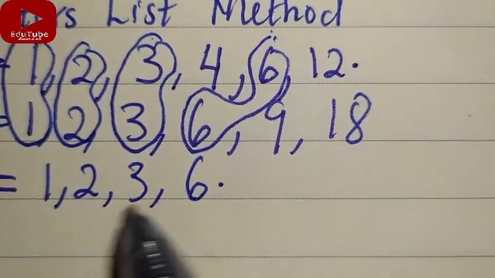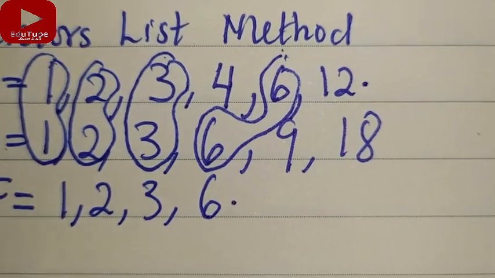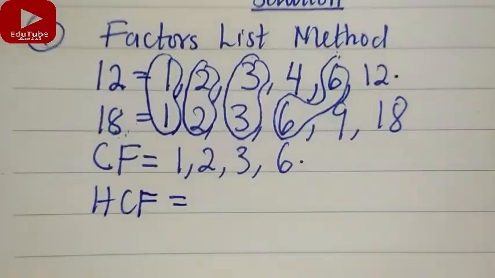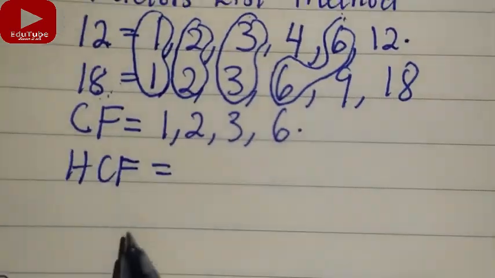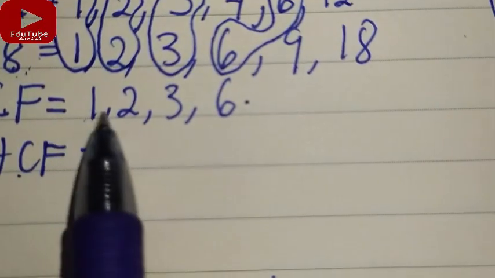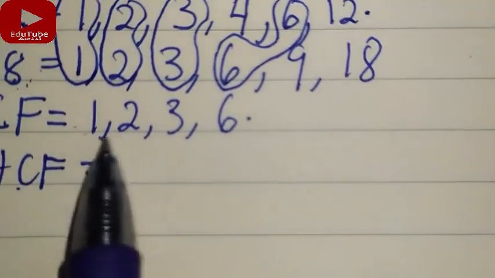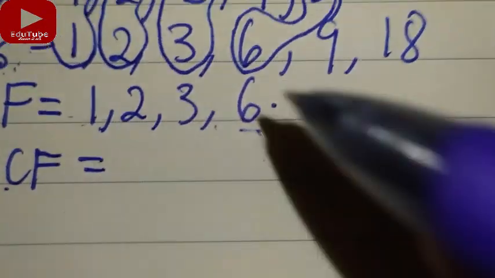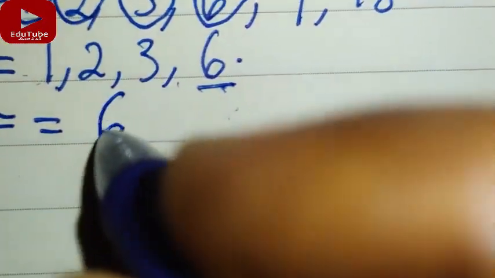Now for all these common factors, we are looking for the highest common factor. Don't forget, that is our goal for the lesson. We want to find the highest common factor, which is HCF. So the highest common factor among these common factors of 12 and 18, which are 1, 2, 3, and 6, is 6. So our HCF is 6.